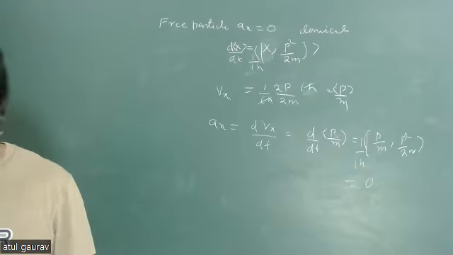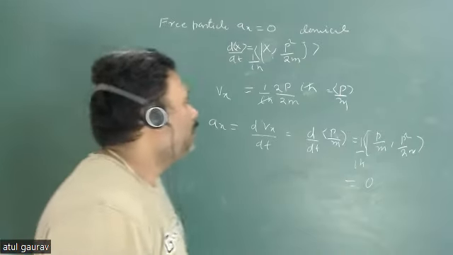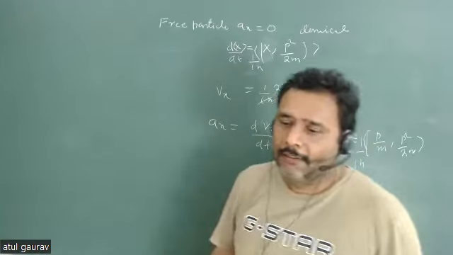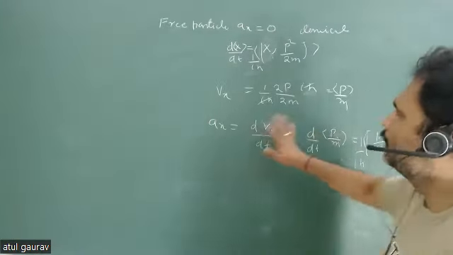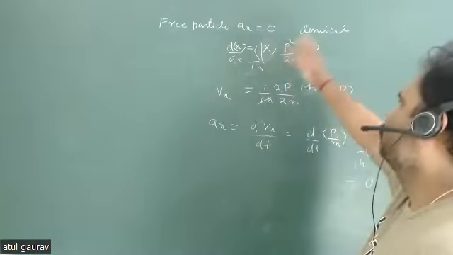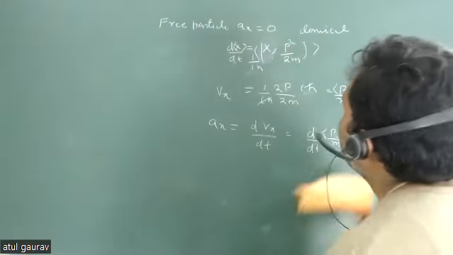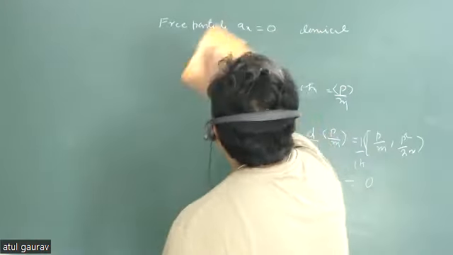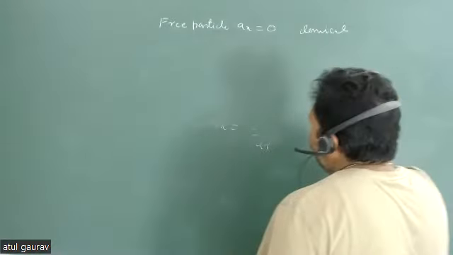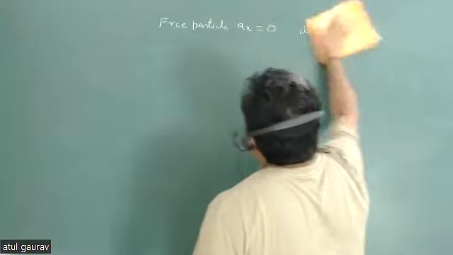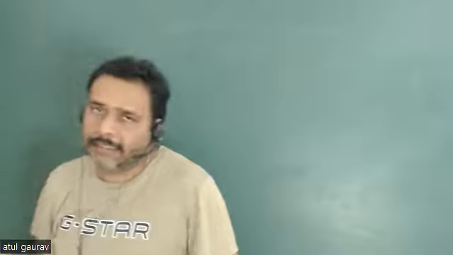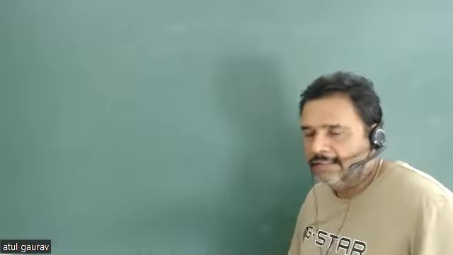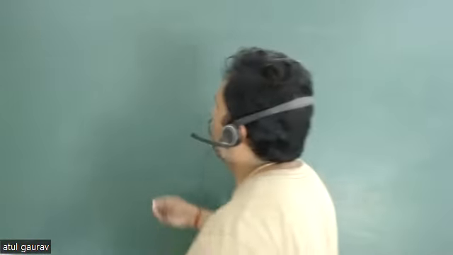So either in a quantum mechanical non-relativistic region, you have a free particle which has acceleration zero. Classically, you also have this acceleration zero. Let us try to go for a Dirac free particle. So what will happen to this Dirac free particle? Is acceleration zero, or is it something else? So let's try to go for this.